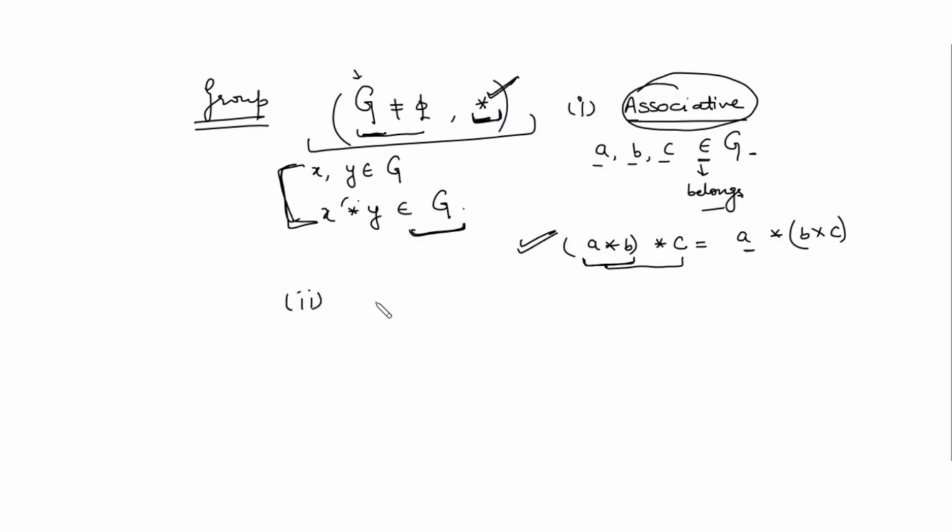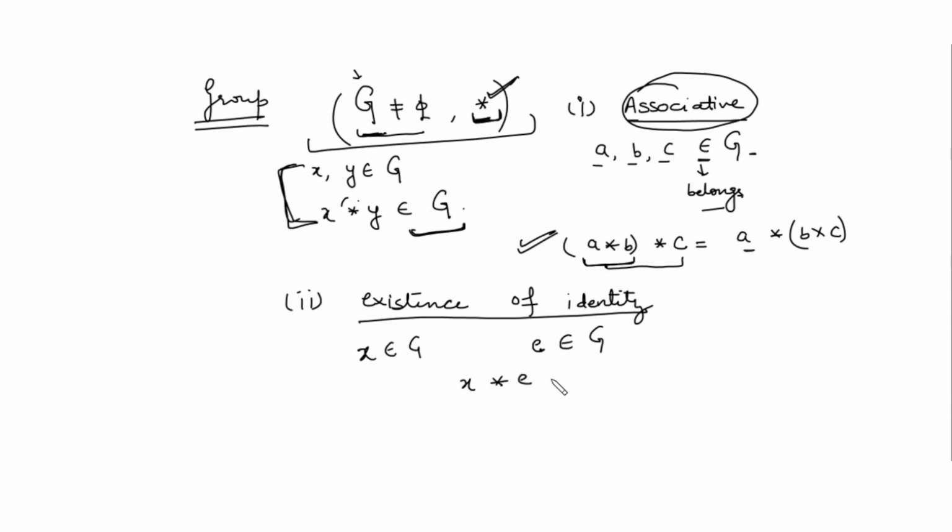Next property is the existence of identity. Now what is the meaning of identity? Identity is that number in the given set. You consider any element X from G. E should exist in G such that X star E is again X. The same element X should come back, right? And this E should exist in G.